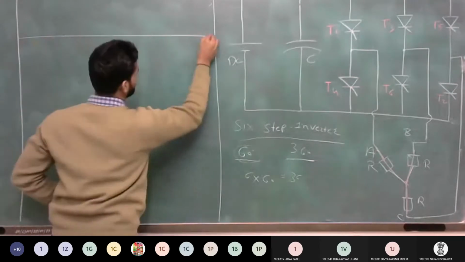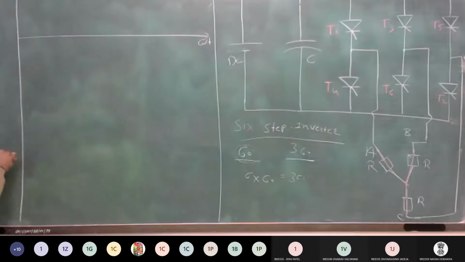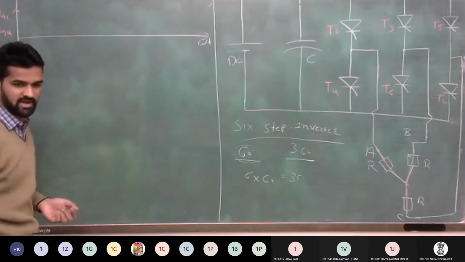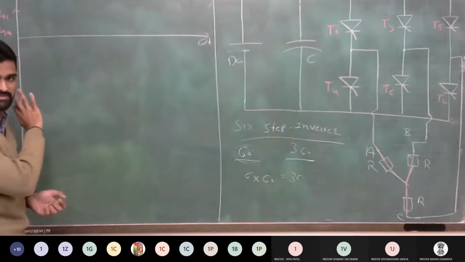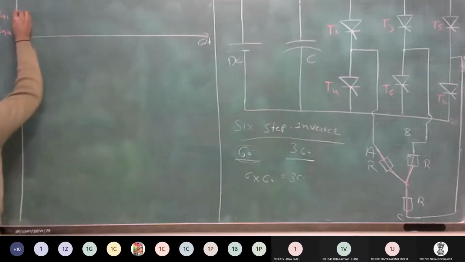So I start with the waveform from here. Okay. Omega t. So let's do the waveform for Ig1 and Ig4. Clear? Now, all of you can see this? Yes, sir. Okay.